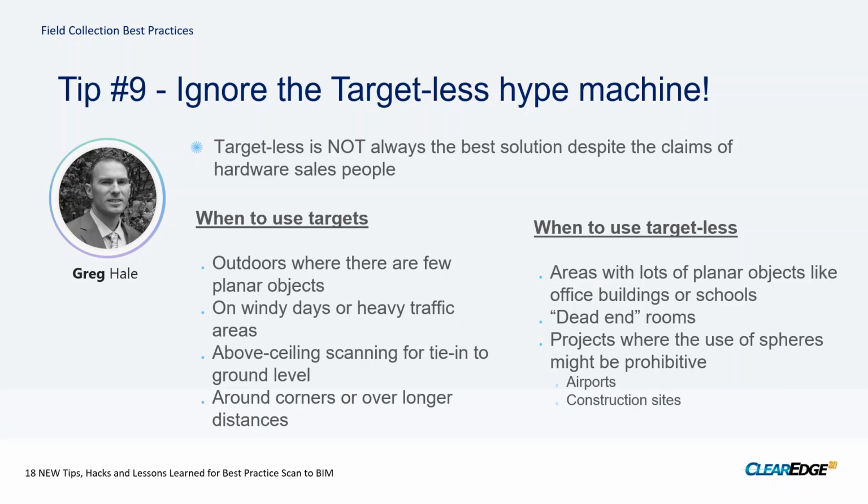In a targetless registration, you might have to go 3-4 scans, and one that has targets, you might be able to set targets in between, and you still don't have a ton of overlap, but you have enough to get targets in between scans into the corner of a hallway. And then when to use targetless, the areas that work really well, I mentioned lots of planar objects. We use the term dead end rooms.